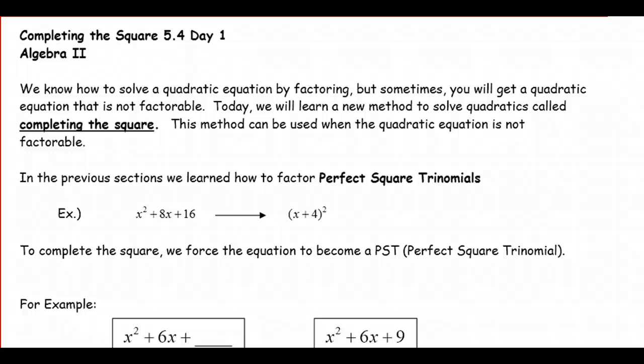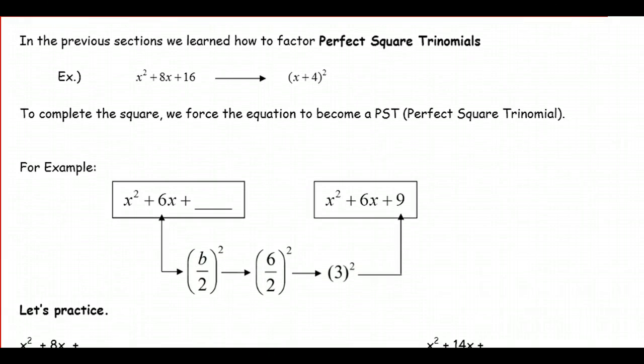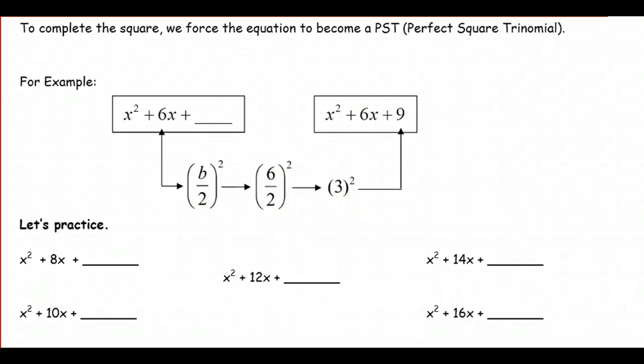Algebra 2 5.4. Today we will be talking about another method for solving quadratic equations called completing the square. In the previous sections we have learned how to factor, and one of the methods that we have learned is called PST, factoring perfect square trinomials. We are going to need to know how to factor a perfect square trinomial in order to complete the square.